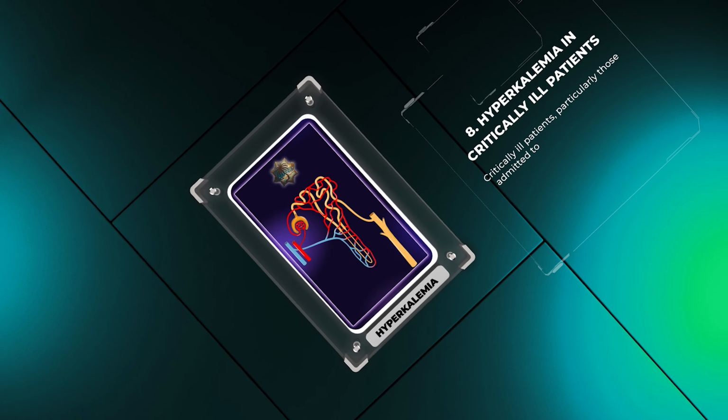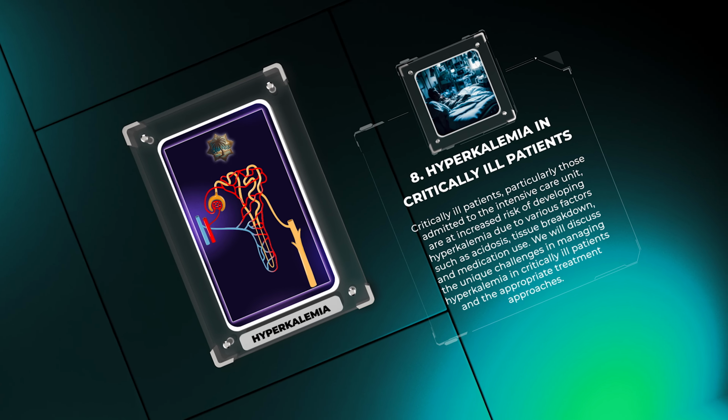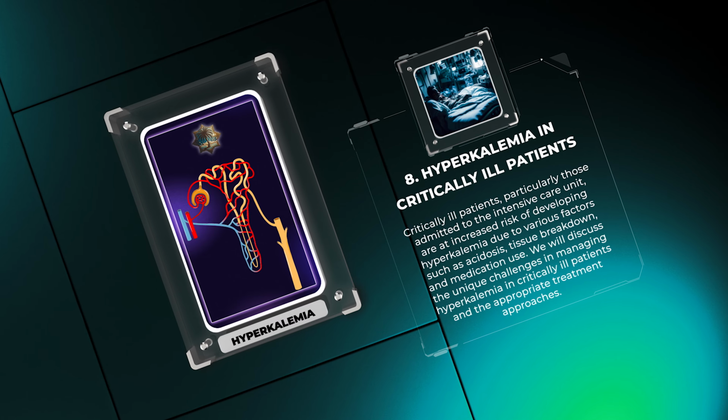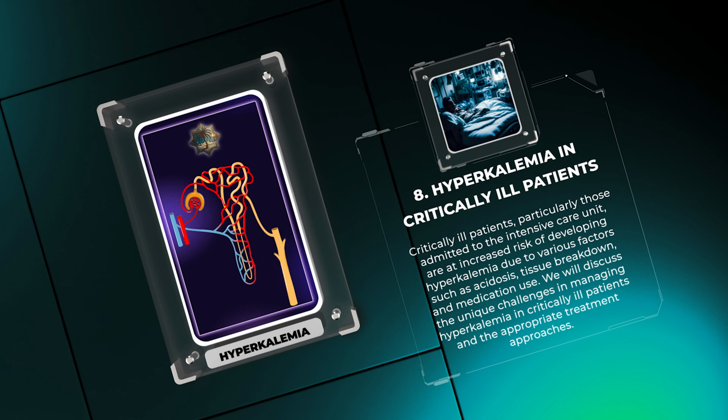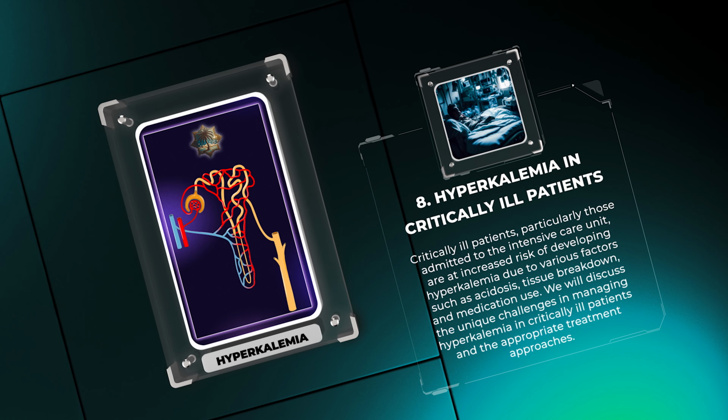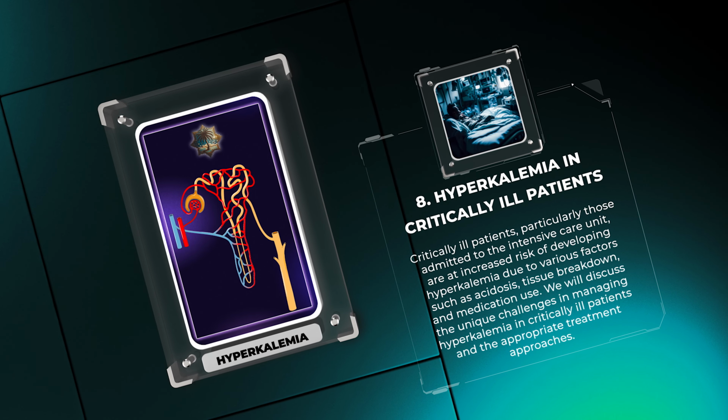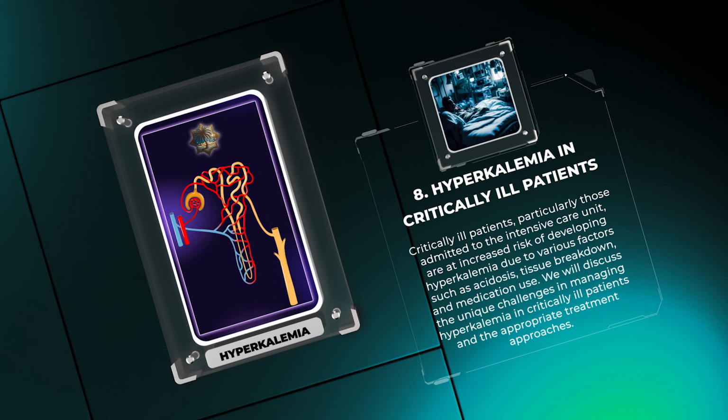Critically ill patients, particularly those admitted to the intensive care unit, are at increased risk of developing hyperkalemia due to various factors such as acidosis, tissue breakdown, and medication use. We will discuss the unique challenges in managing hyperkalemia in critically ill patients and the appropriate treatment approaches.